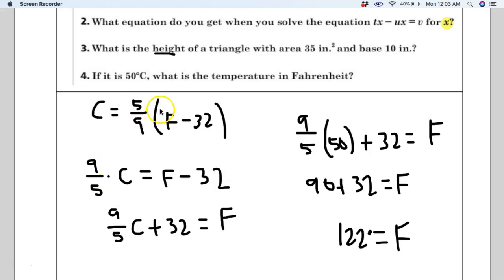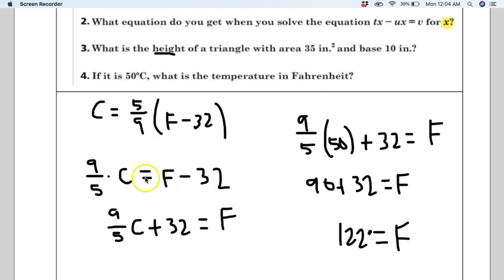Alright, so this is another one of those scientific formulas that you may or may not be familiar with. It was back on the first page, so if you need to look back to check, that's fine. C for Celsius equals 5/9 times the quantity F for Fahrenheit minus 32. So that's the conversion rate from Celsius to Fahrenheit. It asks what the temperature is in Fahrenheit if it's 50 Celsius.